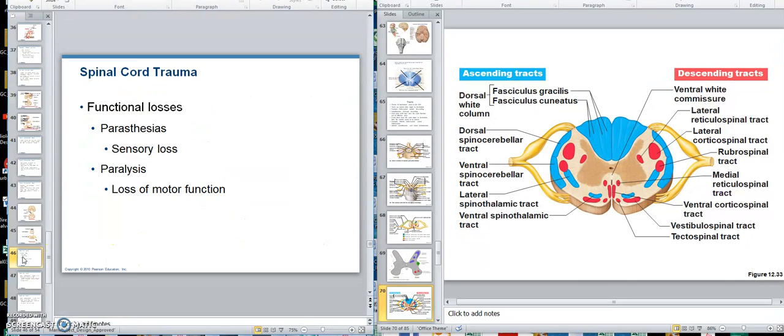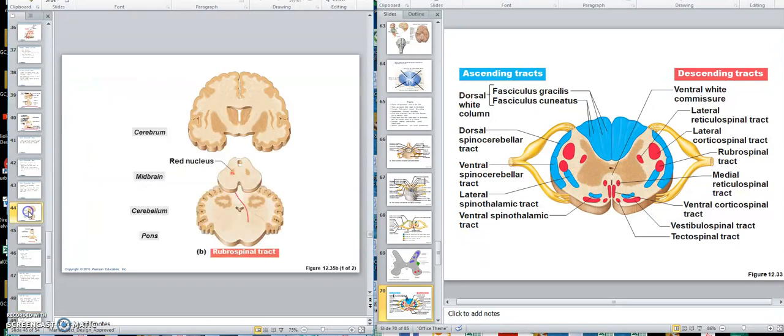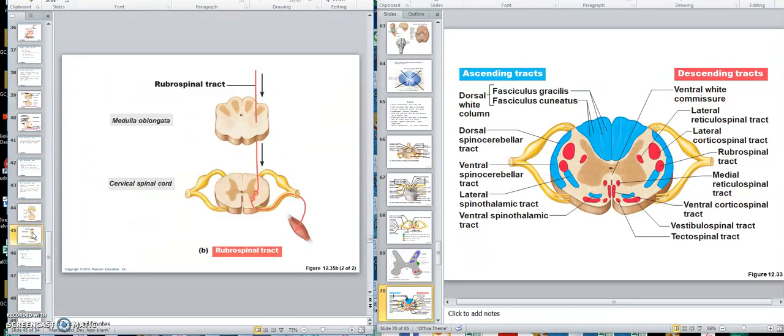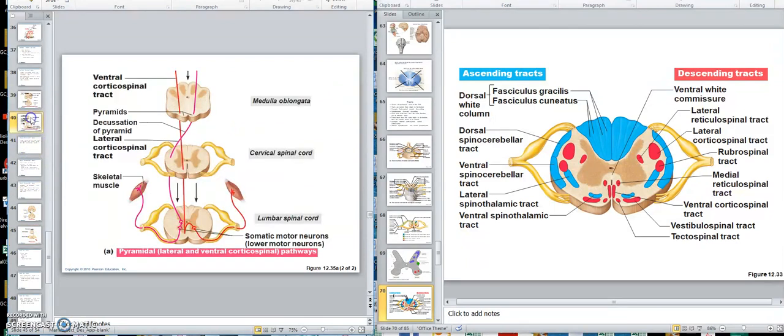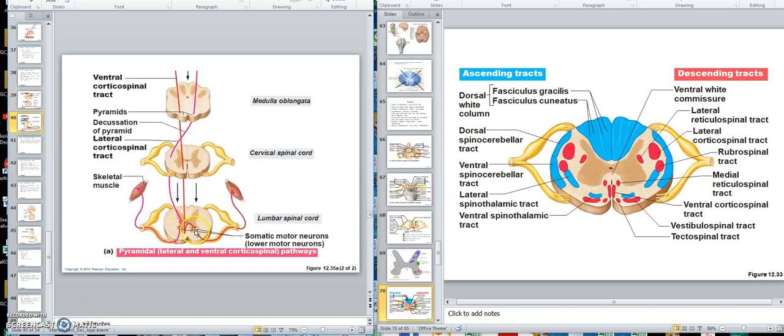Okay? So, if you had a spastic paralysis, that's damage in the upper motor neuron. So it would be paralyzed, but it would be spastically paralyzed, which would be an upper motor neuron deal. An upper motor neuron lesion, anywhere in this upper motor neuron, gives a spasticity to the paralysis. Where a lower motor neuron lesion gives a flaccid paralysis. Okay?